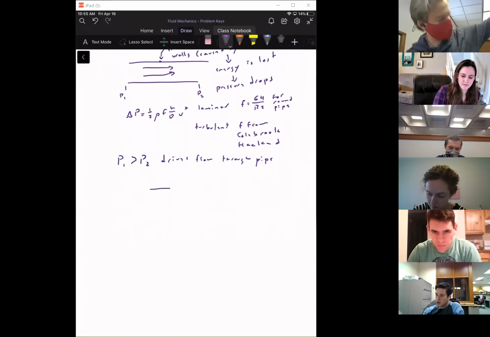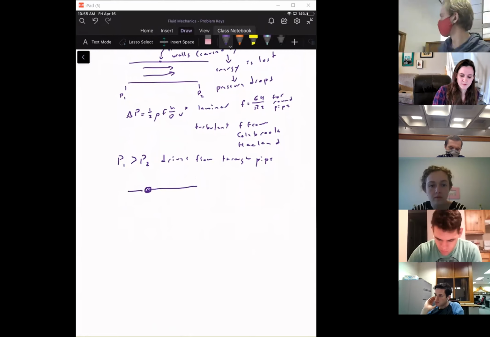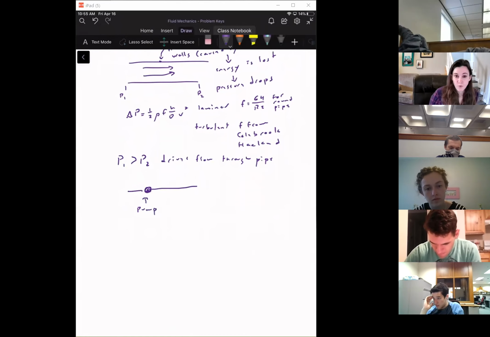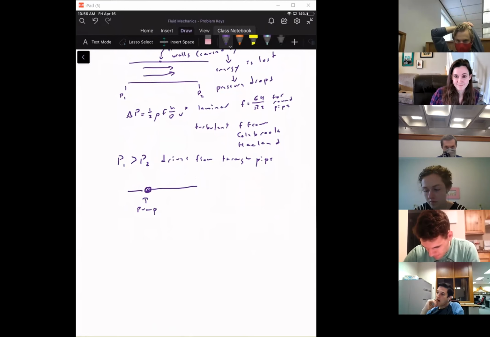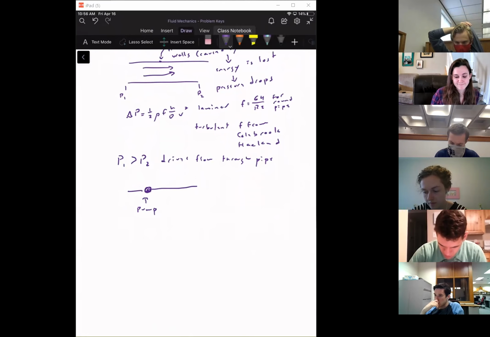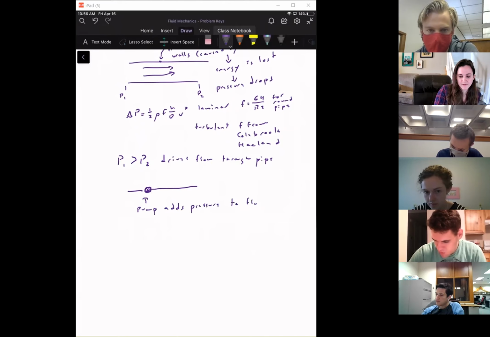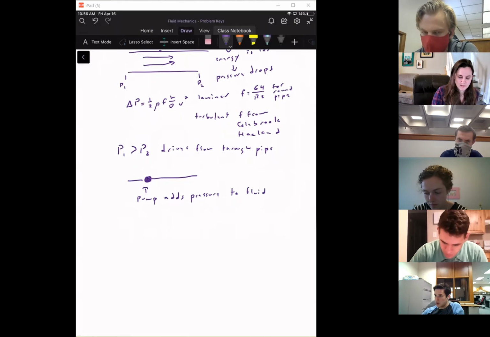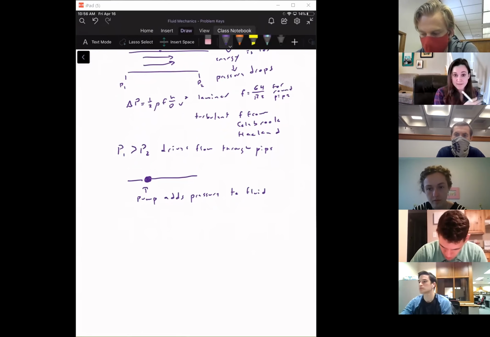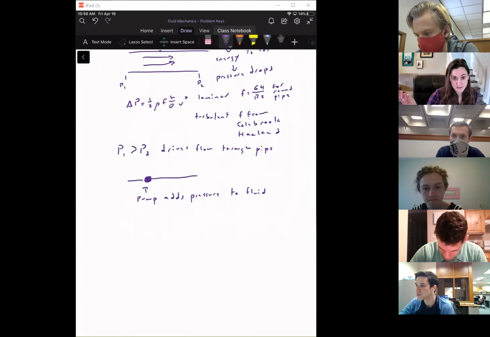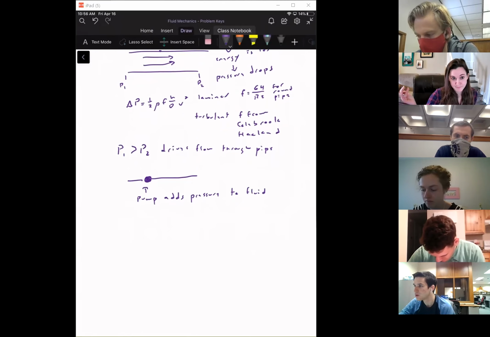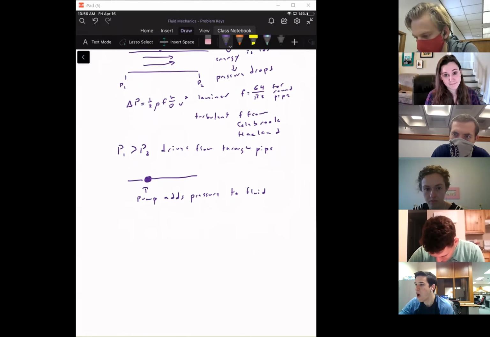So a pump, what physically does the pump do to the fluid that's going through there? It increases the pressure. So the pump adds pressure to the fluid. Okay. So that's how the pump drives the fluid through this pipe. Does it affect the overall flow rate? Does it increase the overall flow rate at all?